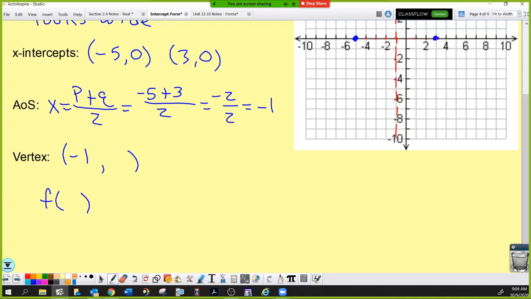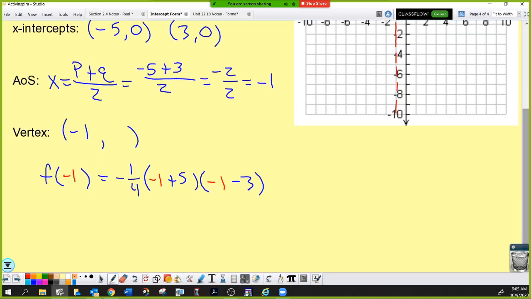F of, there was a negative 1/4 on the front. Then there was an x plus 5 and an x minus 3. We are dropping in a negative 1. Negative 1 plus 5, 4. Negative 1 minus 3, negative 4.